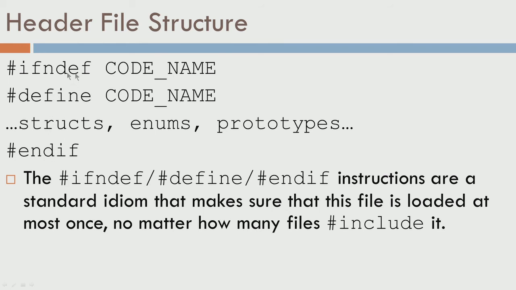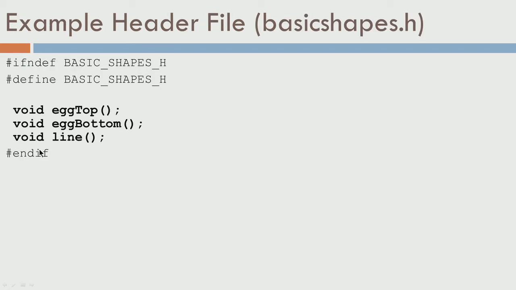So, what it tells you is if something called code name is not defined, define it now, define all these things and end it. So, let us see how this might look like for basic shapes. I am creating a file called basicshapes.h. This takes care of only the declarations for all the functions which are for basic shapes. Egg top, egg bottom and line are three functions.